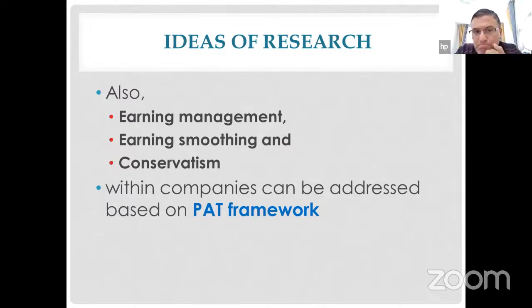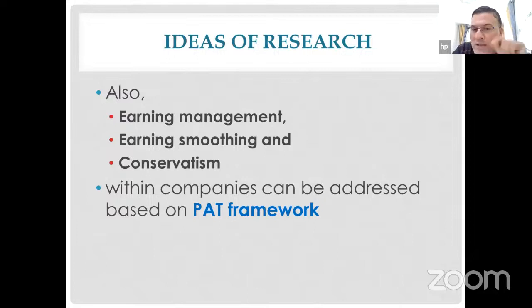They are applications because these topics are based on accounting policy choices. Since there are choices, we are talking about expected opportunistic behavior of managers.